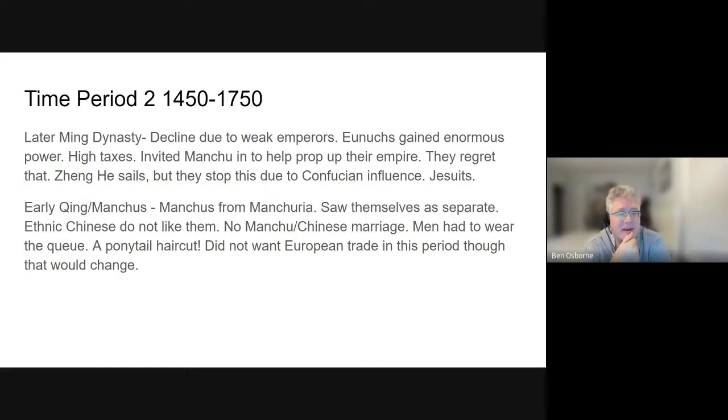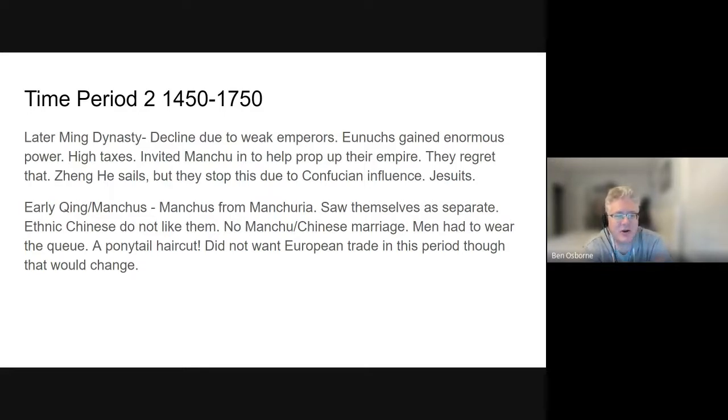They eventually will invite the Manchu in as mercenaries from outside the country, and they are going to help prop up their empire. But they will regret that because the Manchus are going to invade them. During the later Ming Dynasty, we have Zheng He who will sail, but eventually, due to Confucian influence and the death of his emperor, he will stop that. We're going to see some of our first conversions, as well as a lot of Western influence with the Jesuits who are going to come in. These are the guys who were part of the Catholic Counter-Reformation.